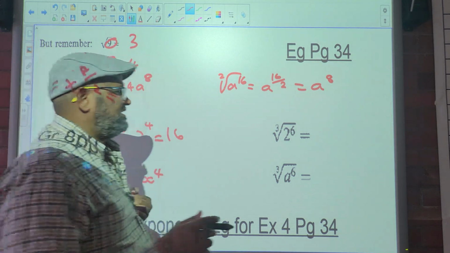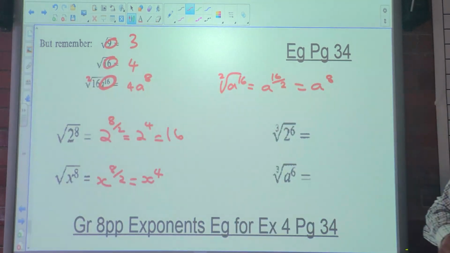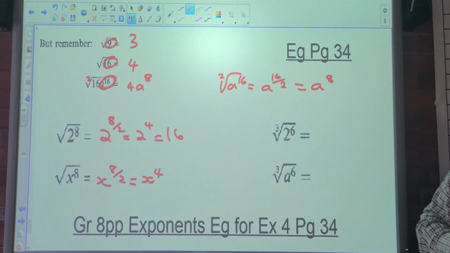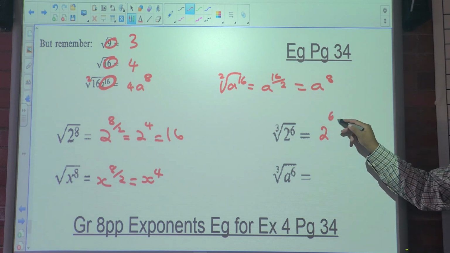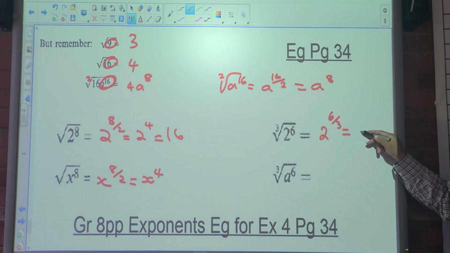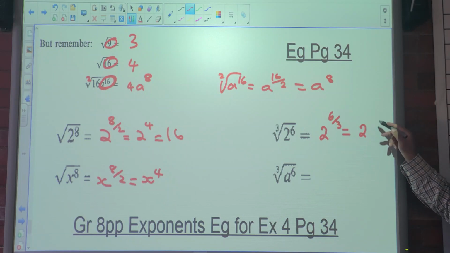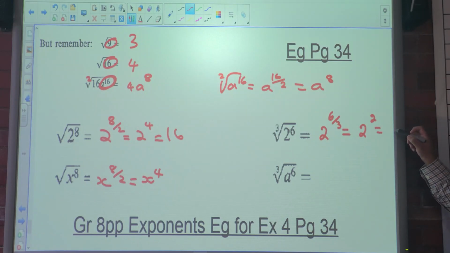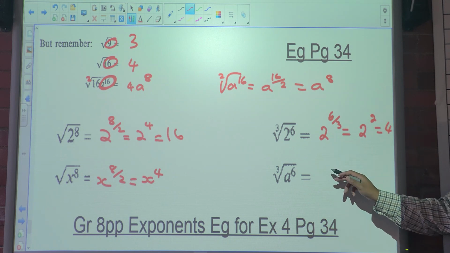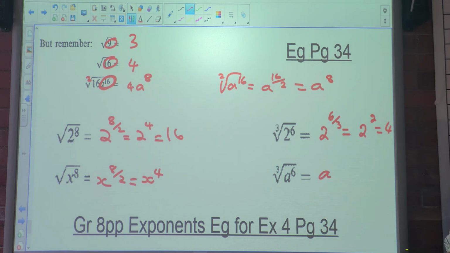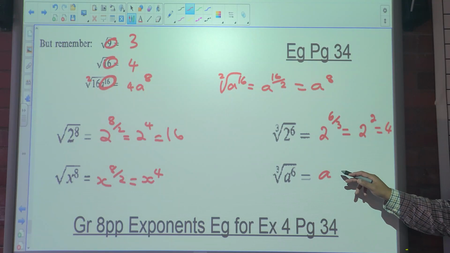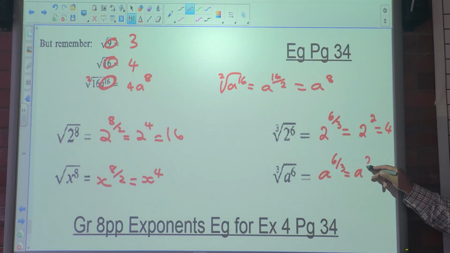Okay, since you don't understand, do the sum. What is this going to give us? Then I can see what you still don't understand. This will be 2 to the exponent? 6 divided by 3. 6 divided by 3, which is? 2. And 2 squared is? Oh, now you understand. To the next one. What will the next one be? a to the 6 divided by 3. And 6 divided by 3 is? 2.